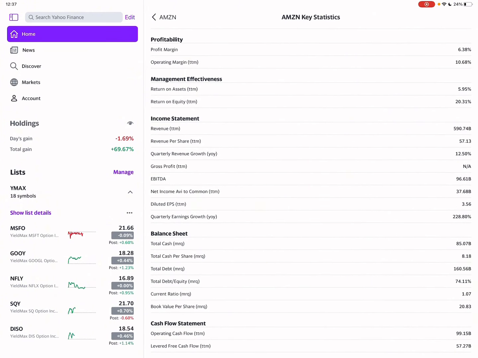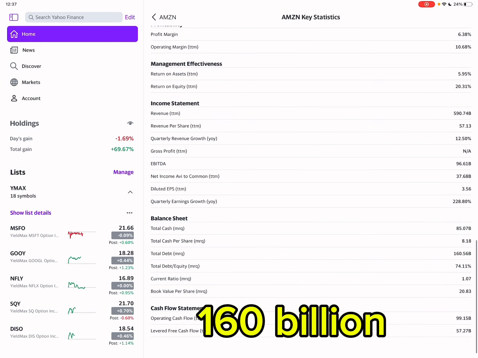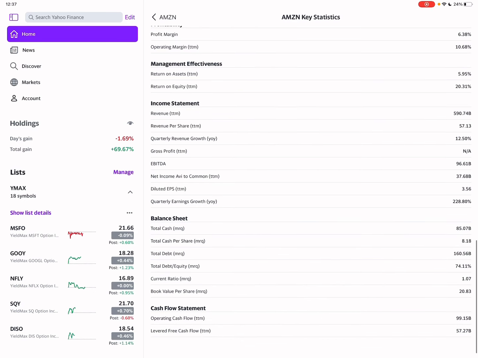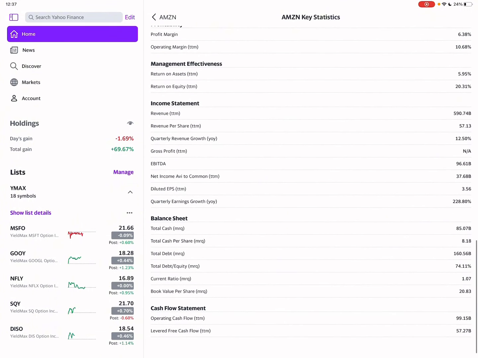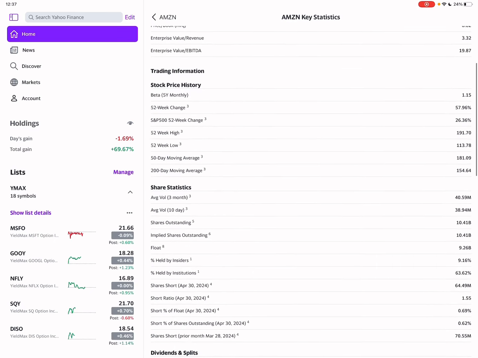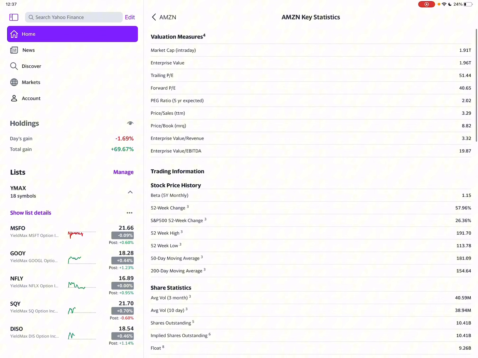So total cash, $85 billion. Total debt, $106 billion. Operating cash flow does look pretty good at $99 billion. Market cap, $1.9 trillion. So that means their operating cash flow is yielding about 5% right now. Now if we look, they do not pay a dividend. Forward PE at 40. Okay, so that is a little bit high, but I think Amazon is a pretty capital intensive business model, as they got to buy a bunch of warehouses or lease them. They also got to buy a bunch of trucks and stuff.